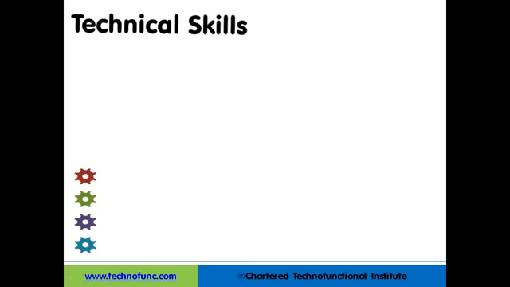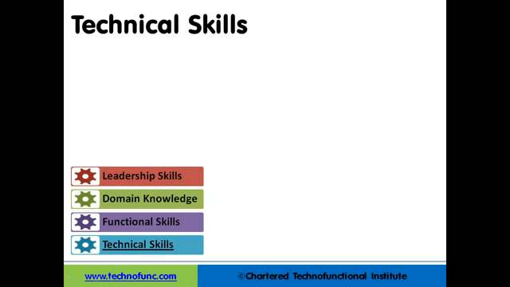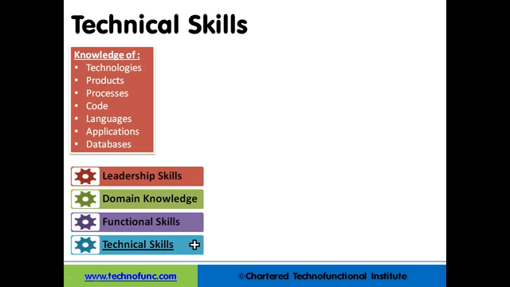Now that we understand the TFDL matrix, that is technical skills, functional skills, domain knowledge, and leadership skills, let us understand what constitutes technical skills from a career perspective. Technical skills means the knowledge of technologies. The more you understand the latest technologies, the more competitive you are. Products: latest technical products and the solutions they offer for business problems. Processes: technical processes and how they integrate with business processes.